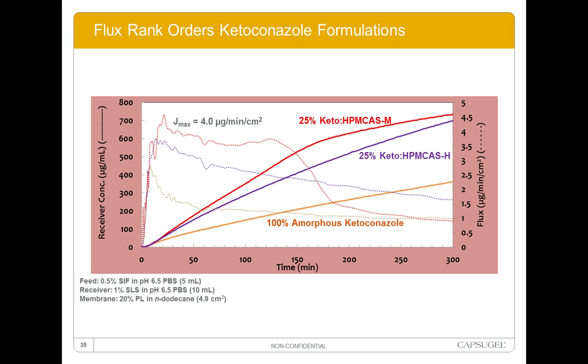So now when we go to that same flux test, we see that the rank ordering of formulations is the same. I've shown only 3 of them here. So we have HPMCS-M with the highest flux, HPMCS-H next, and then 100% amorphous ketoconazole crystallizing out fairly rapidly. One thing we notice here is that the flux of drug from HPMCS-M is not 3 times higher than for HPMCS-H, as we saw for the concentration in the dissolution.